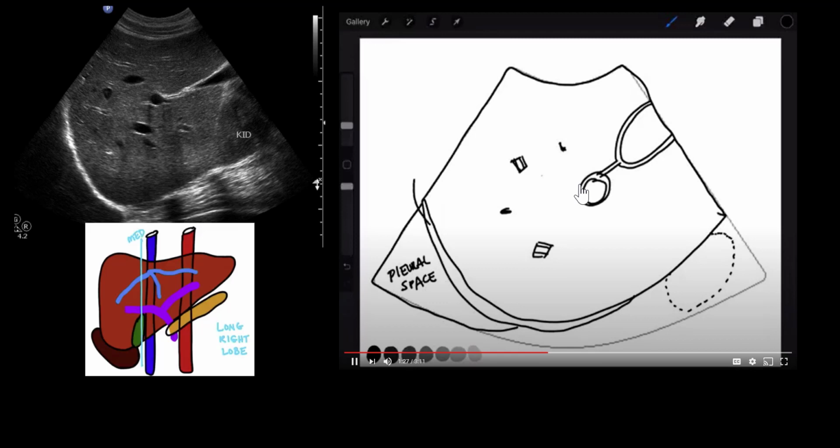Superior, again, remember, is to the left of our screen, so we have the pleural space. We are to the side of the heart at this point. We can see the diaphragm again as that bright white echogenic line. We are now imaging the right lobe of the liver, which is much bigger, should take up most of our screen.